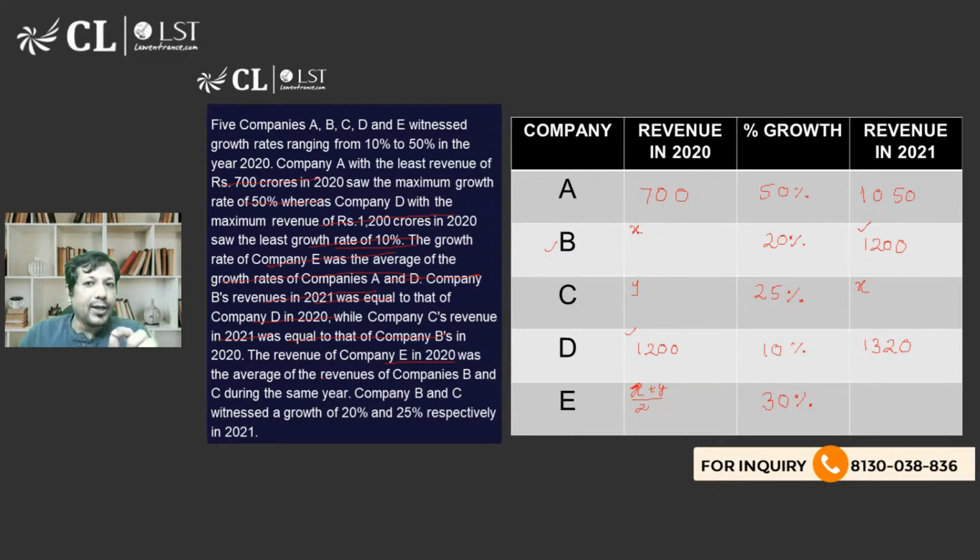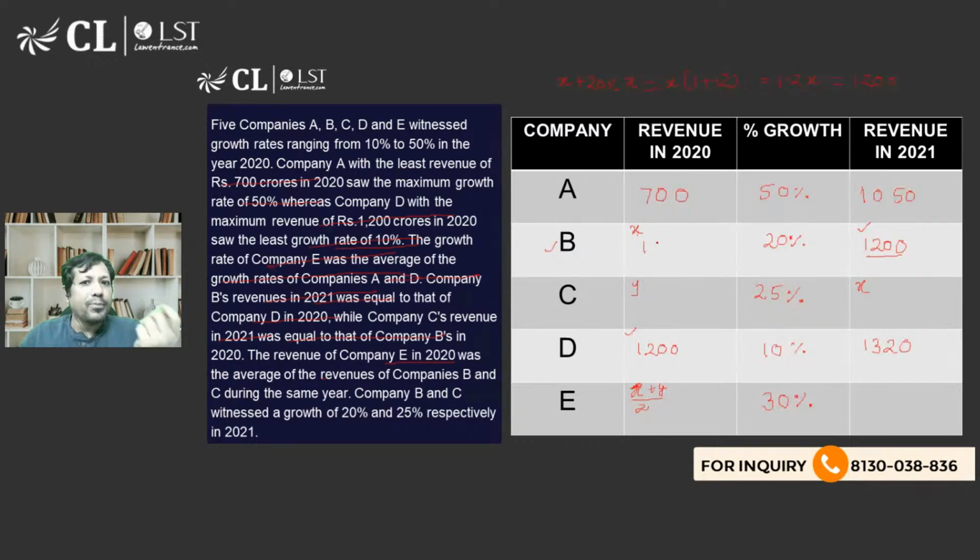Now I have X. X increased by 20%, and I got 1200. So X plus 20%. What is 20%? Can I say it is 0.2? So X is common: 1 plus 0.2, or I can say 1.2x, and that becomes equal to 1200. So what is the value of X? That's going to be 1000 directly.